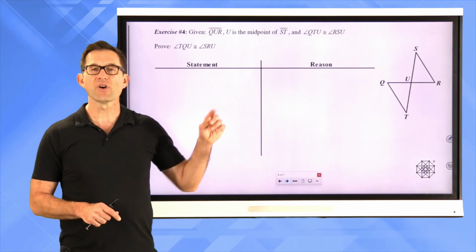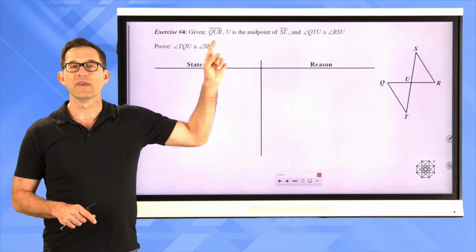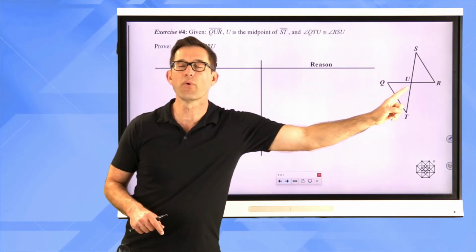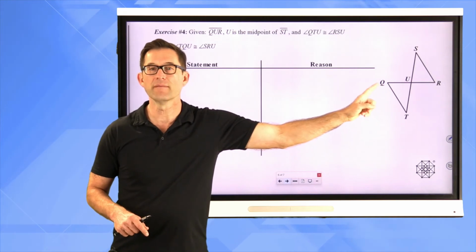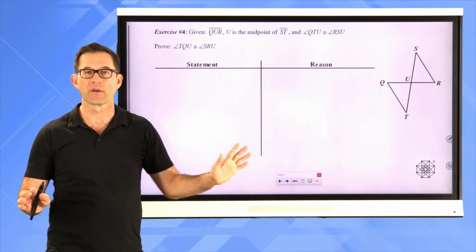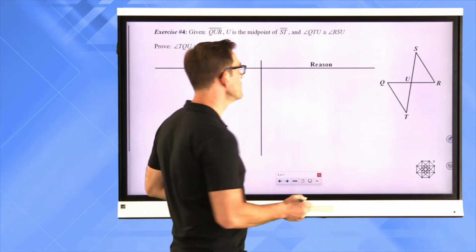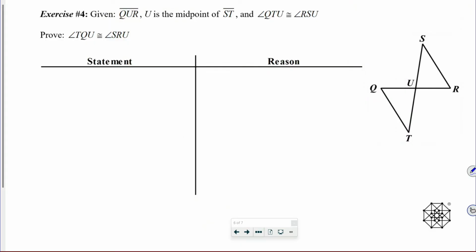All right, as always, this piece, given segment QUR, is telling us that these 3 points are collinear. So not much I can do to mark that up. U is the midpoint of ST. That I can do some marking on, right? So I can say we've got SU congruent to TU, because of the midpoint piece.